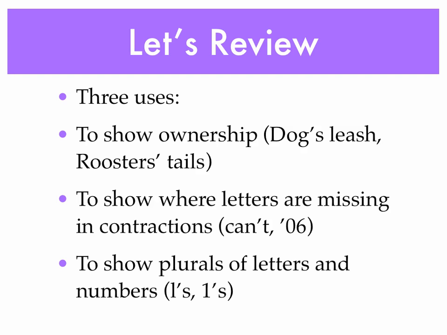More than one tail, more than one rooster. It's plural. It already ends in s. That's when you add the apostrophe. To show where letters are missing in contractions, like can't and '06. To show plurals of letters and numbers, like L's and ones.